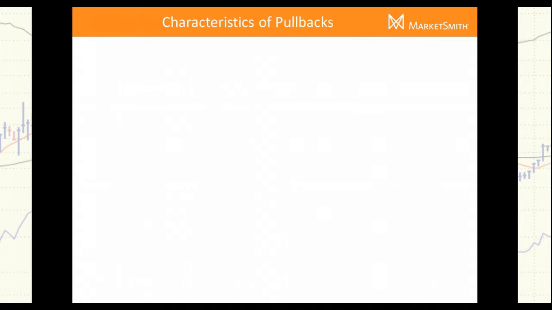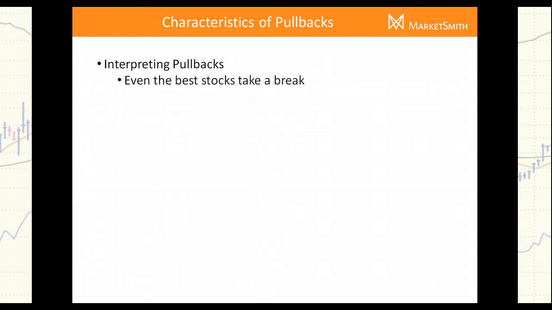And so with that out of the way, let's discuss the different characteristics of pullbacks and interpreting what pullbacks are really for. So we all know that even the best stocks are going to take a break eventually, whether they go up 300, 400, or 500% from the breakout all the way up to their ultimate highs. But there's going to be multiple corrections along the way. They never just go straight up. And so you're going to be looking at 10, 15, even 20% corrections off their highs.